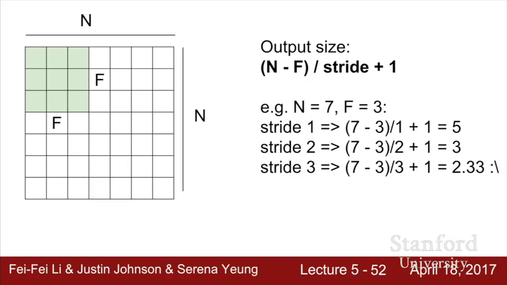And so that's how this equation kind of works out. As we saw before, if we have n equals 7 and f equals 3, and we want a stride of 1, we plug it into this formula. We get 5 by 5 as we had before, and the same thing for a stride of 2. And with a stride of 3, this doesn't really work out.